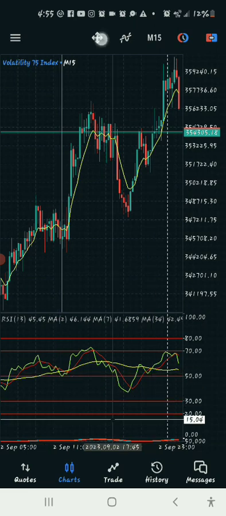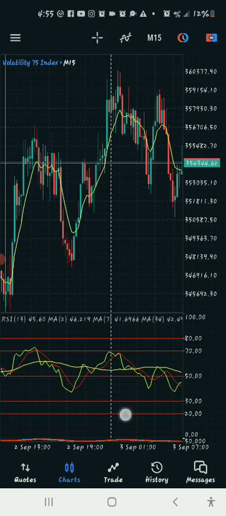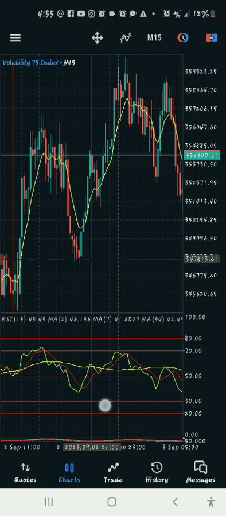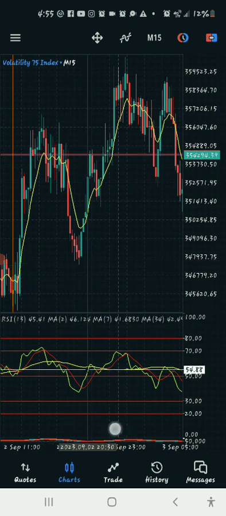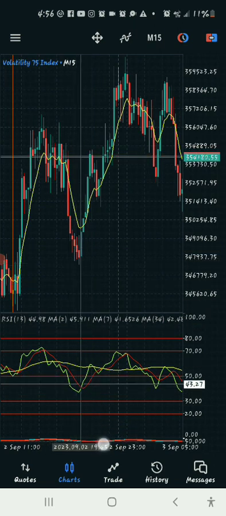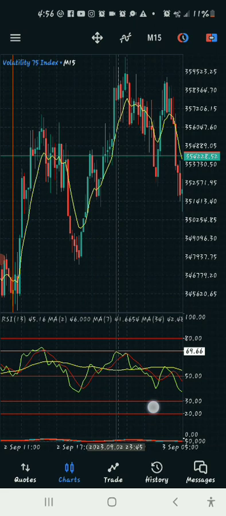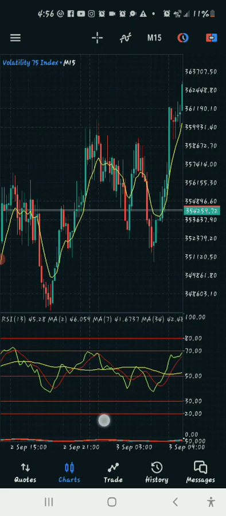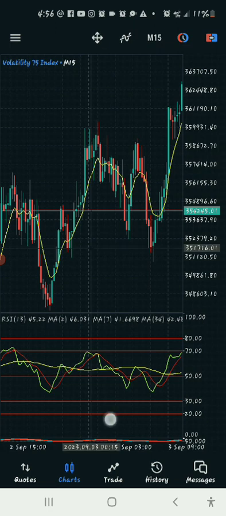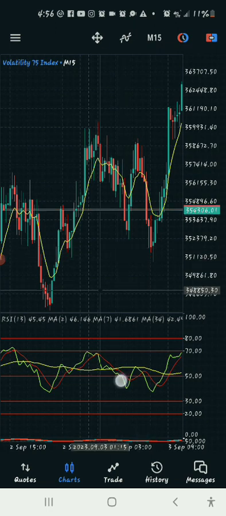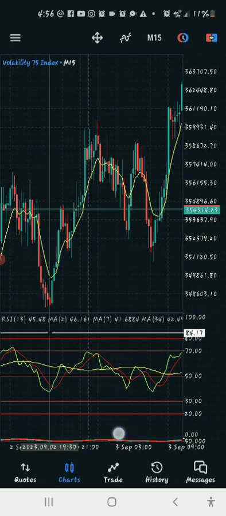So what do you do once that happens? Once it happens, you wait for it to cross the red and wait for it to cross the yellow. Though there was a little bit of retracement, it went up. Once you touch the 70 region, bam, you leave the market immediately. Let's see if we can see another divergence anywhere here.